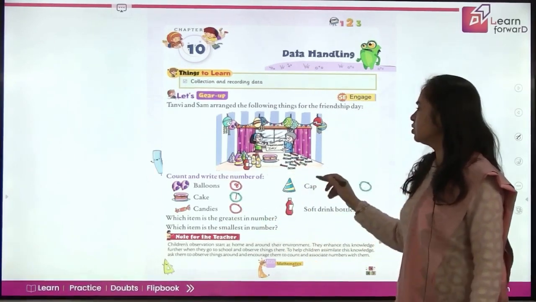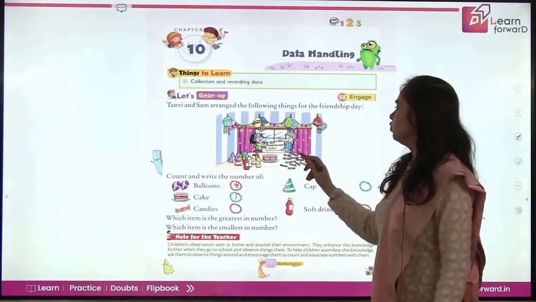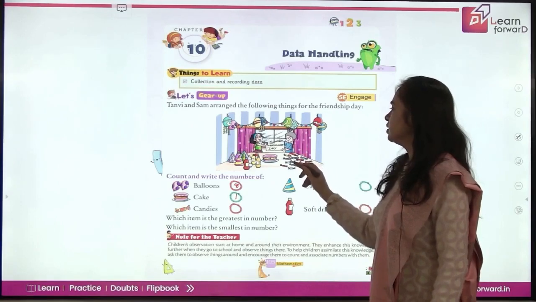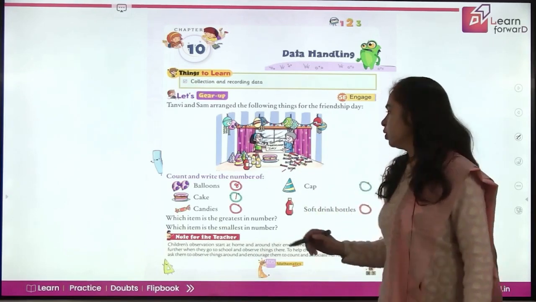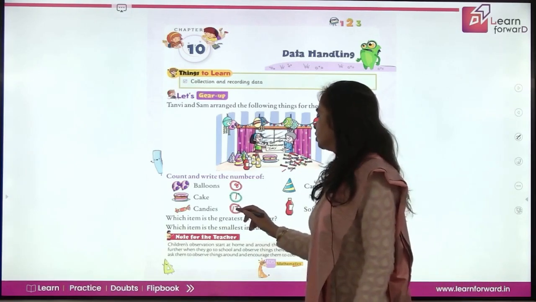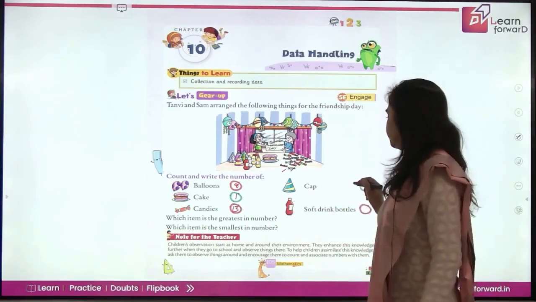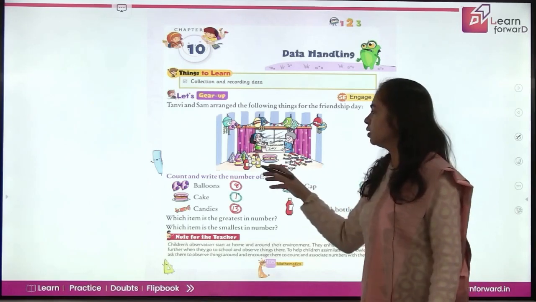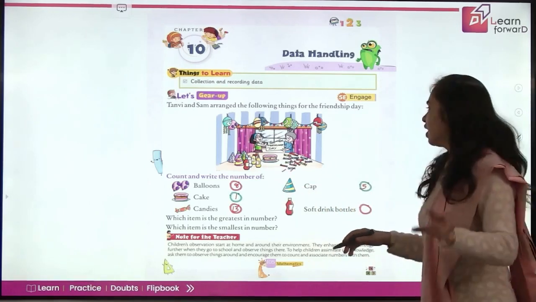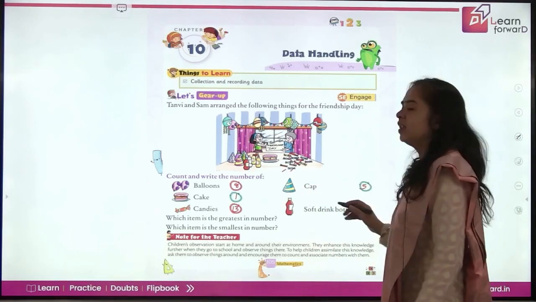How many candies do you see here? 1, 2, 3, 4, 5, 6, 7, 8, 9, 10, 11, 12, 13. You can count from your own book. I have got 13 candies here. And caps, 5. What about soft drink bottles? They are also 5. So the things are so well arranged.